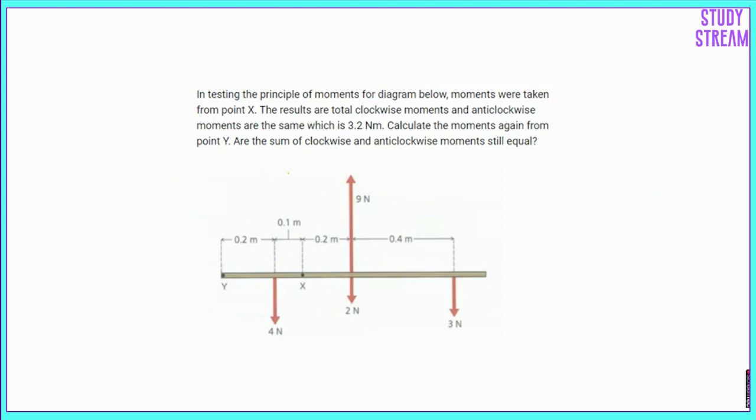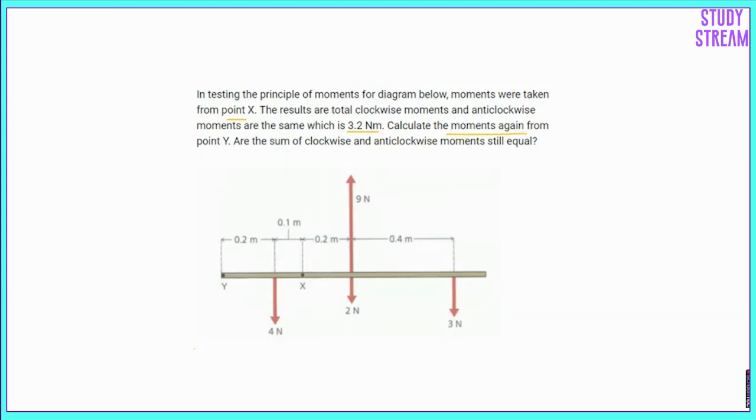Now, this question is similar. I think now we can do it, I'll let you guys do it with me right now, and maybe one of you will explain so that we test your understanding. There's no need for me to do it myself. They want you to take moment around point x, and the total clockwise moment and anti-clockwise moment are the same, which is 3.2 Newton meter. Calculate the moment again from point y.